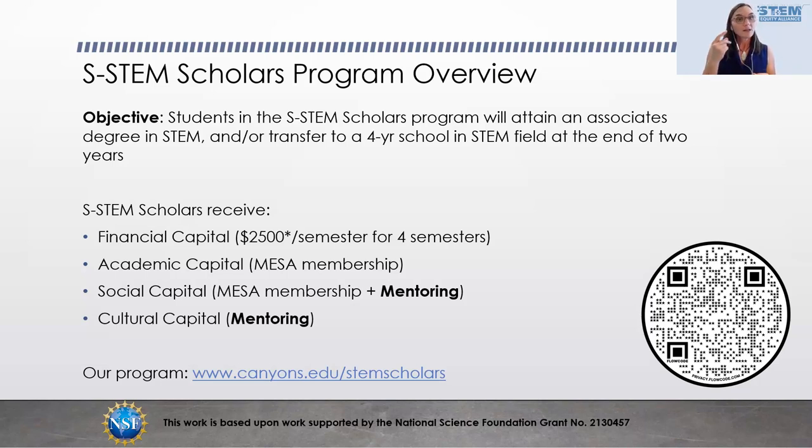We do that by helping to provide four different types of capital. So the first one is financial capital. Our students all get a scholarship, and that's really important. As we all know, if they have more money, they can work less, they can spend more time on school. So we give them a scholarship that amounts to $5,000 a year over 2 years.